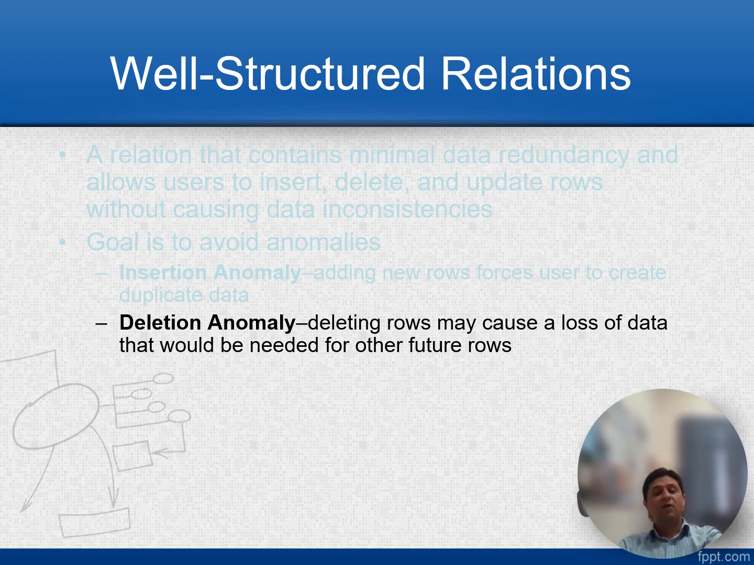Similarly, if we want to delete some data from a relation and we are forced to delete some data that may be required in future, then it would mean that there is deletion anomaly in that particular relation. For example, we want to delete some data, and with deletion of that data, we are also deleting some data that may be required in future that we do not want to delete. So that would be a deletion anomaly.